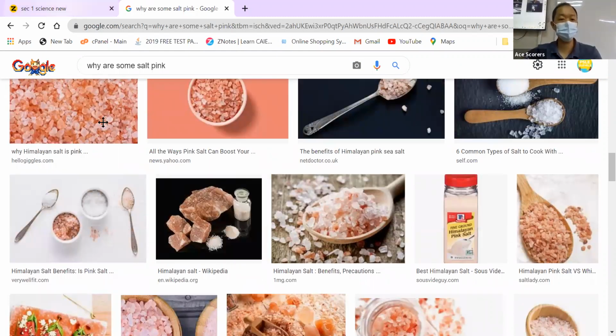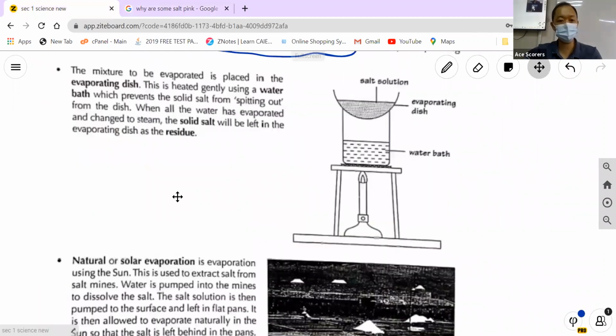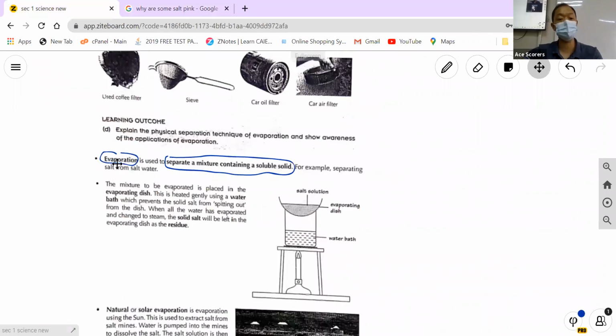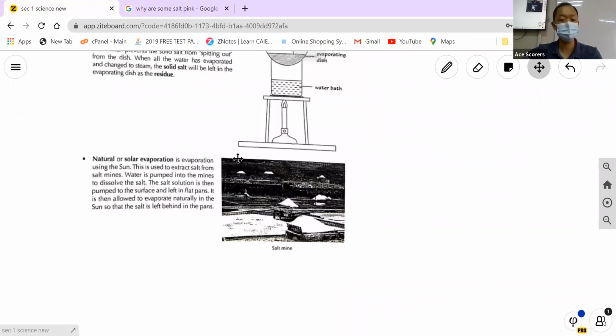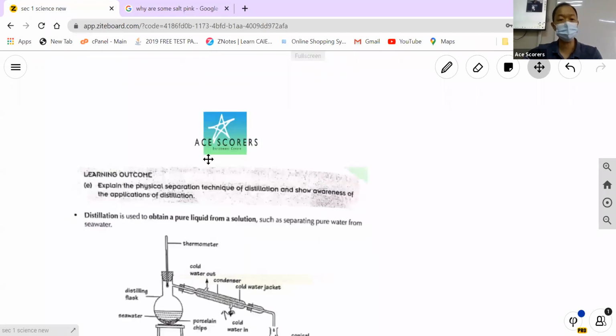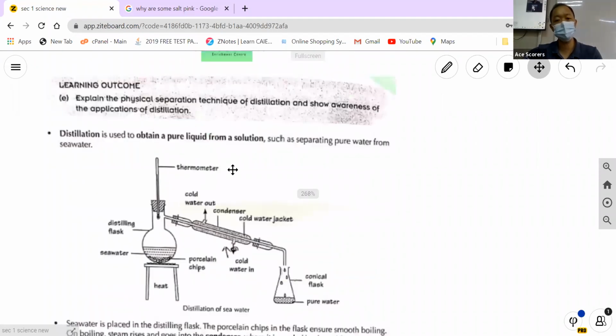Right. So this one you need to know. Later we'll take some time to remember this because that's what I'm going to ask. Evaporation: separate a mixture containing a soluble solid. It's pretty easy.